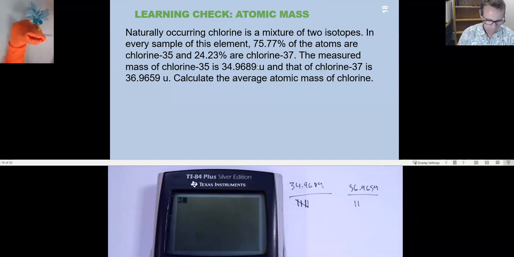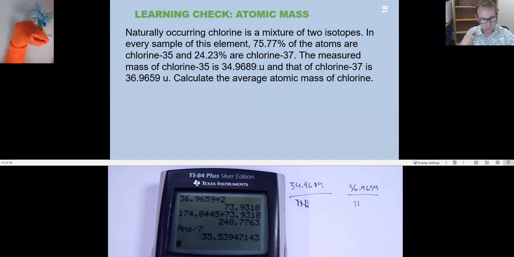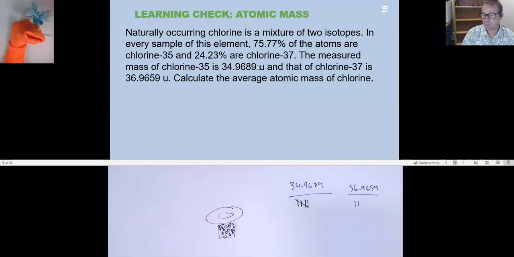So I would do 34.9689 times 5. And then here I would go 36.9659 times 2. So I could take this sum and add it to this sum there, and I have the overall sum. And if I divide that by 7, it says my mass average is 35.53. That's the average of the 7 measurements that I've made so far.